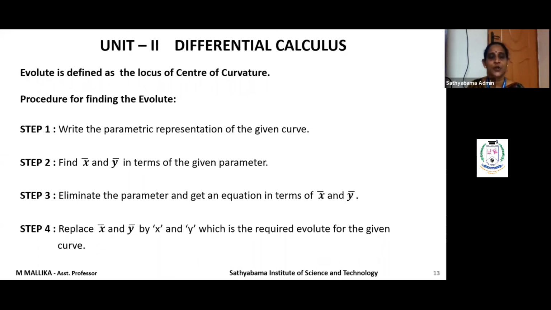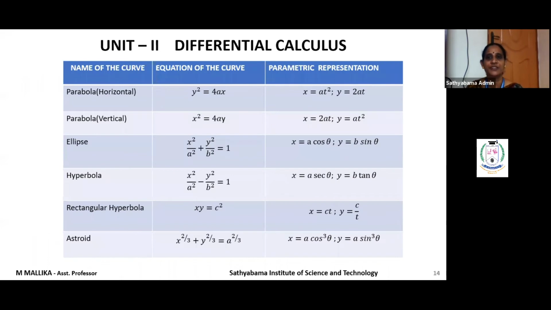Again, it's very simple. So before going into evolute problems, there are standard problems. In the 7 problems you have, standard problems under evolute, you can expect any one question from these 7 problems. So I'll be giving you the parametric representation of these standard curves. What are the standard curves that you have? Two parabolas. One is the horizontal parabola, which is y square is equal to 4ax, and another one is the vertical parabola, which is x square is equal to 4ay. Then ellipse, hyperbola, rectangular hyperbola, asteroid. So these are the 6 standard curves for which I have given the parametric representation.